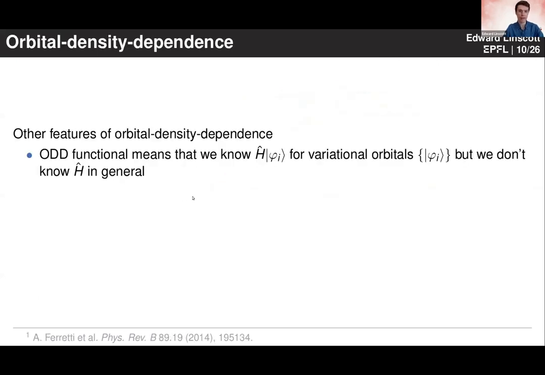There are a couple of other features of orbital density dependence that I'll just mention very quickly. One thing is that we now know what the action of a Hamiltonian is on a particular set of orbitals, but we don't know what a Hamiltonian is in general. So this can be an issue for calculating things like inverse photoemission spectra. But I think that's all I want to say about that.